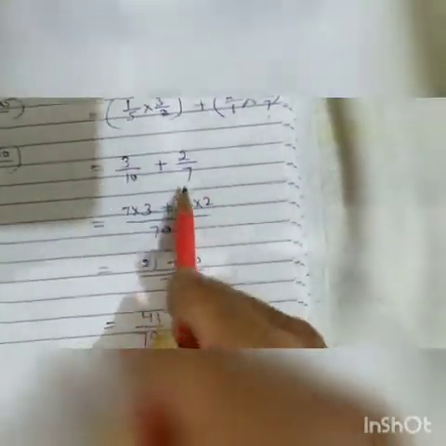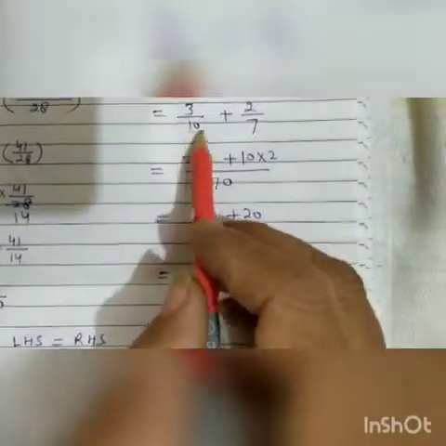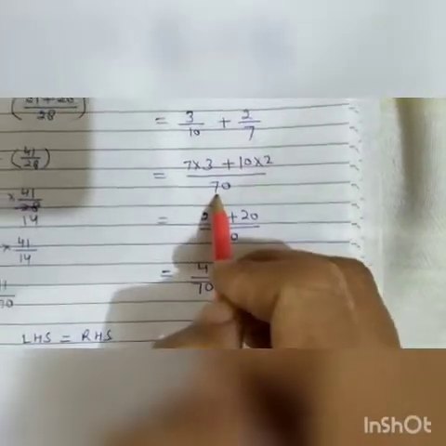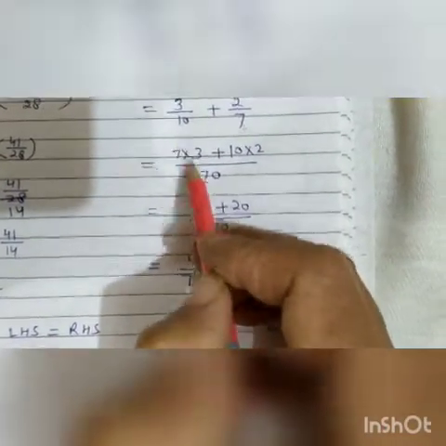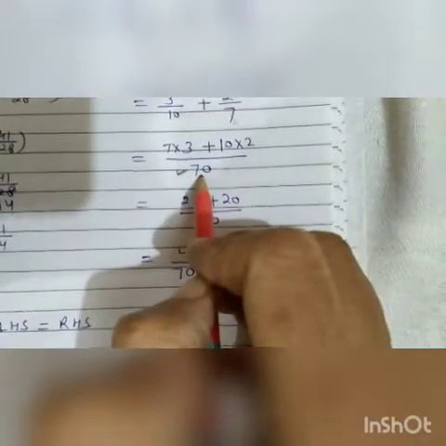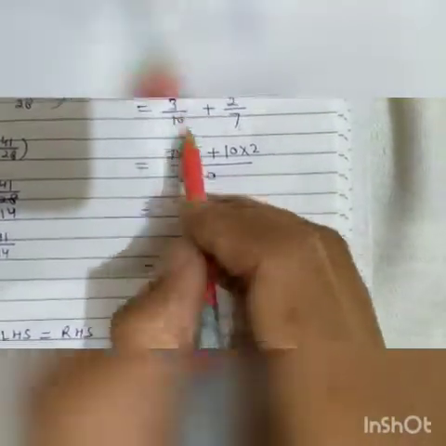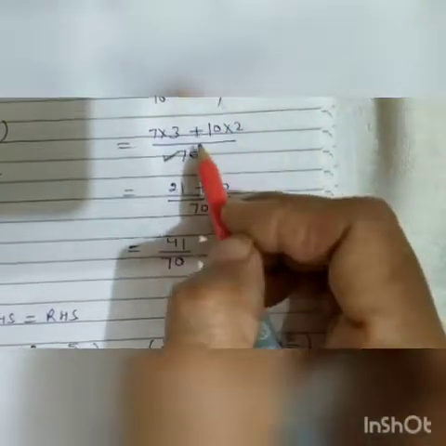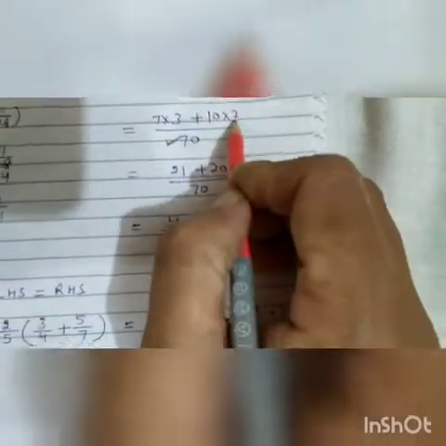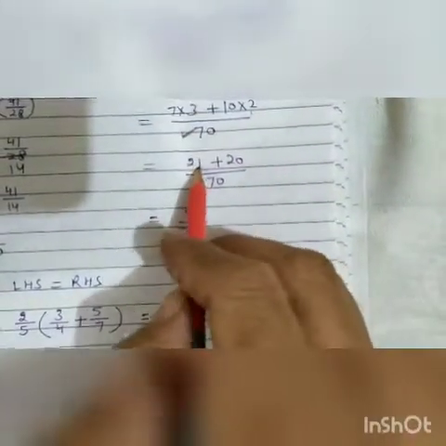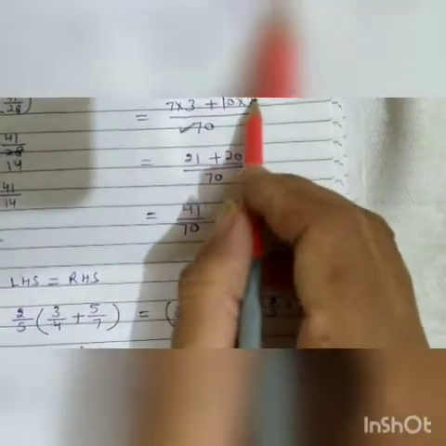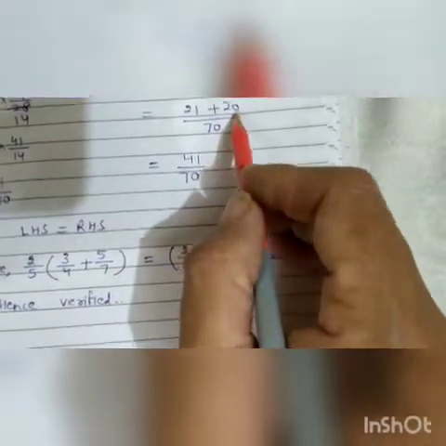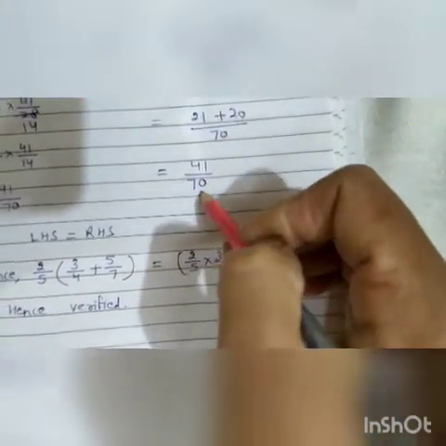Again, 10 and 7 both are co-prime numbers, so their LCM will be their product. 10 sevens are 70. Now divide this LCM 70 by 10. We get 7. So 7 multiply this 3 plus, again divide this 70 by 7. 7 tens are 70, so 10 multiply by this 2. Now 7 threes are 21 plus 10 twos are 20 upon this 70. 21 plus 20 is equal to 41 upon this 70.